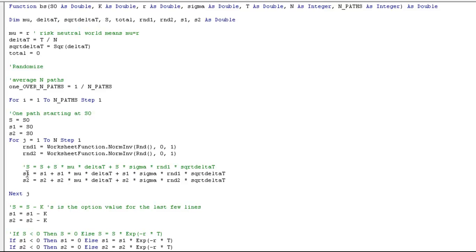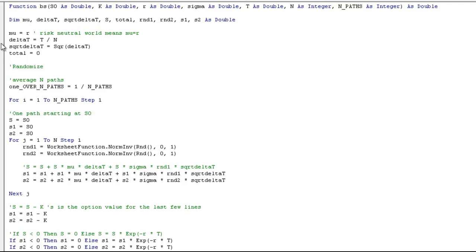Here's the share price. S1 is equal to S1 plus S1 times mu times delta t, so that'd be the trend growth, plus S1 times sigma, so that would be the Wiener process term, where you have multiplied by the square root of delta t. And if you're familiar with Wiener, you would know that you have a square root of delta t term.